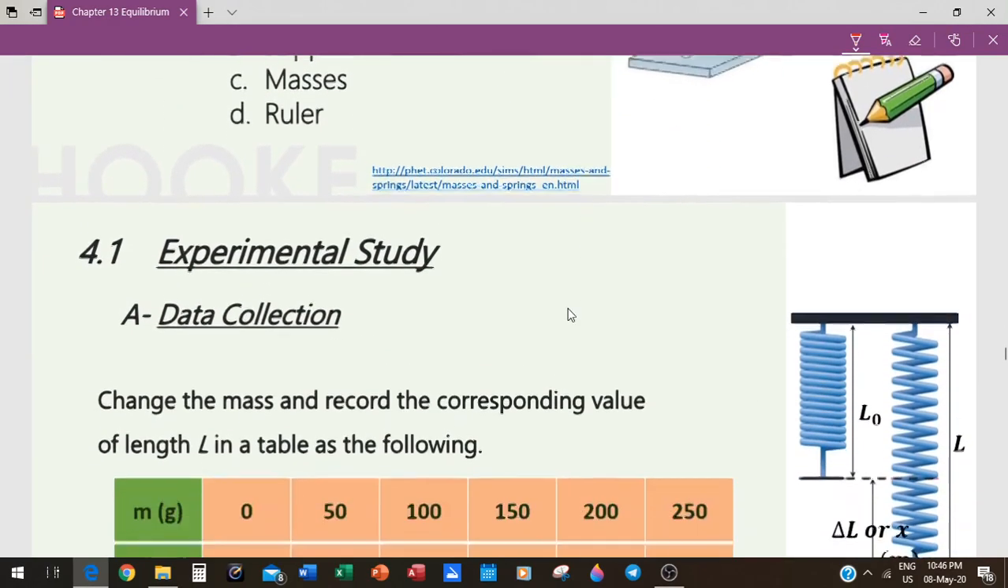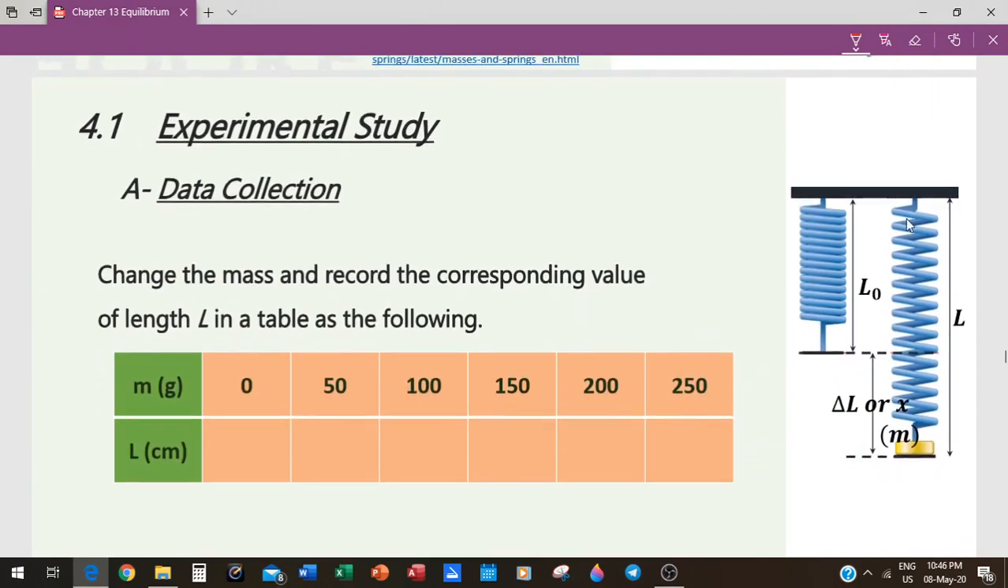Let's start with the experiment. Before starting with the experiment, let me show you something. Here we have the spring with a free end. No mass is connected to the end of it. We say that this is the initial length of the spring, L0. No mass is connected to it, or the spring is applying no force. So L0, we measure the spring, and it's the initial length. When we start connecting masses, as you can see here, this is a mass M. The spring elongates to a length L.